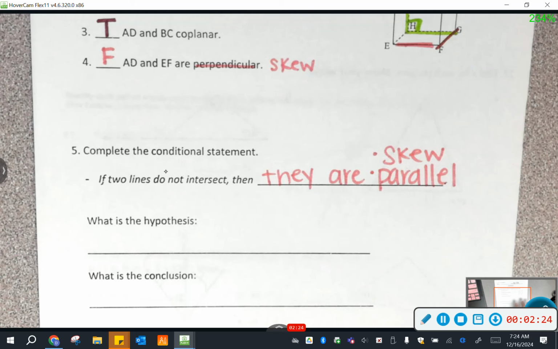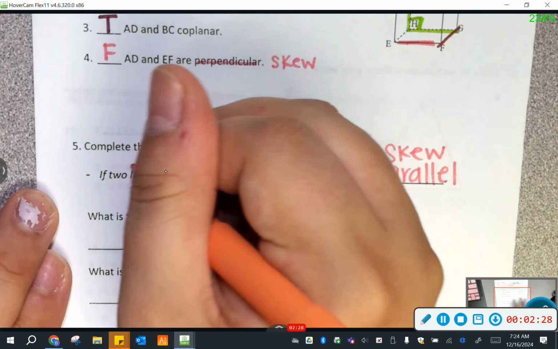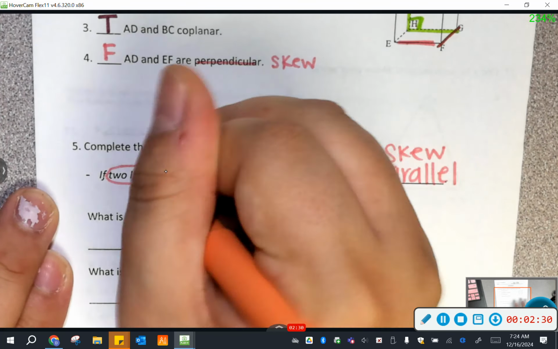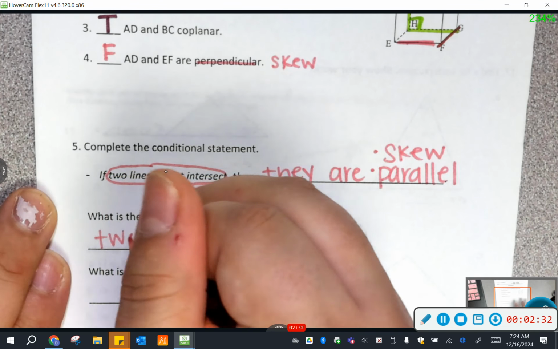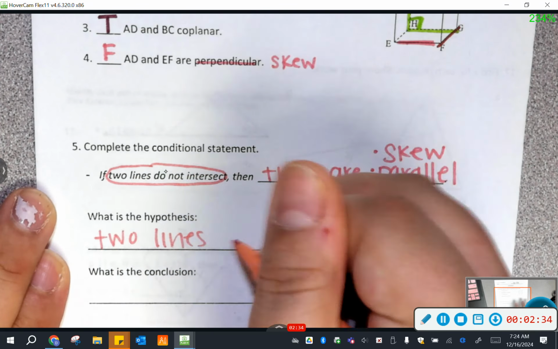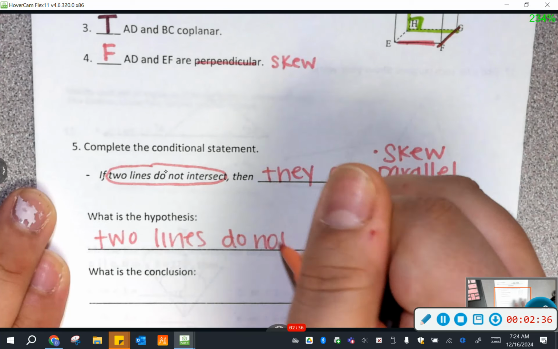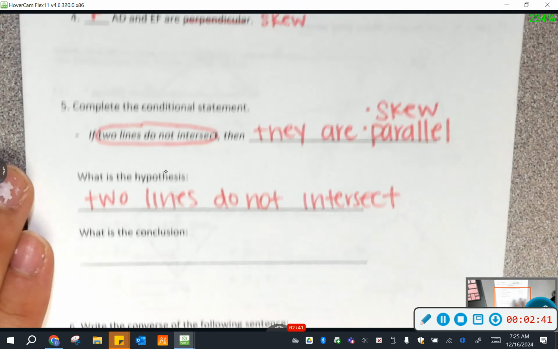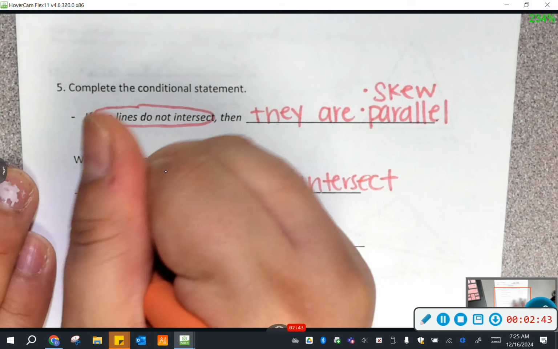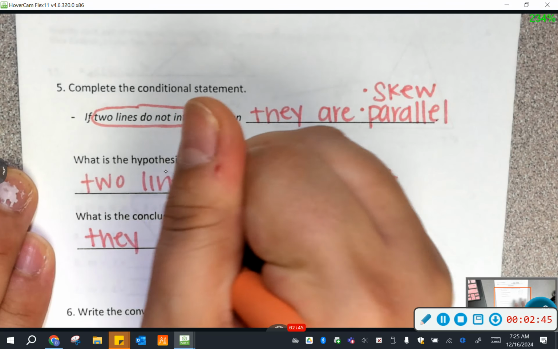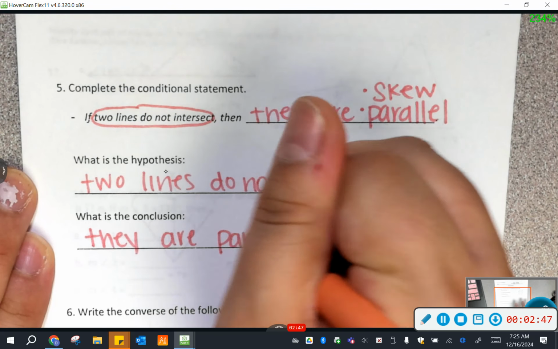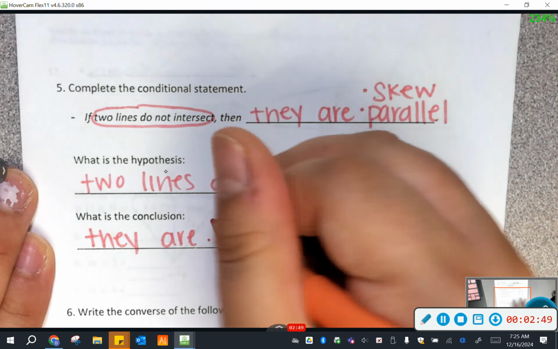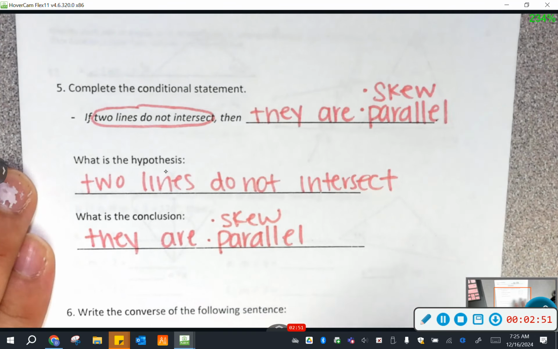What would be the hypothesis for this problem? Remember, hypothesis is after the if. And what is the conclusion? Whichever one you wrote. You either wrote they are parallel or they are skew.